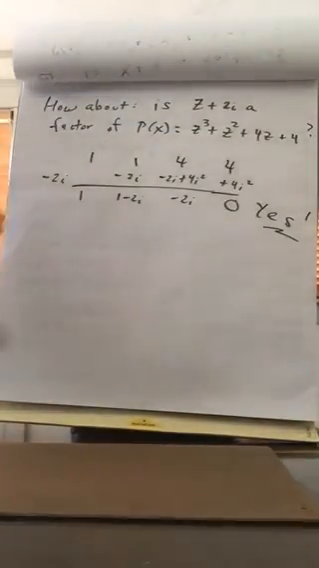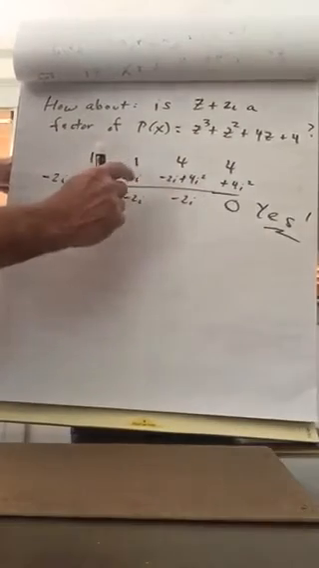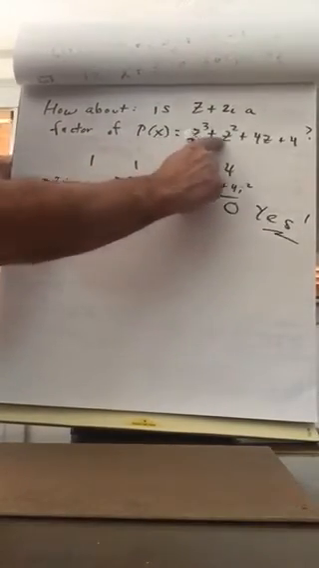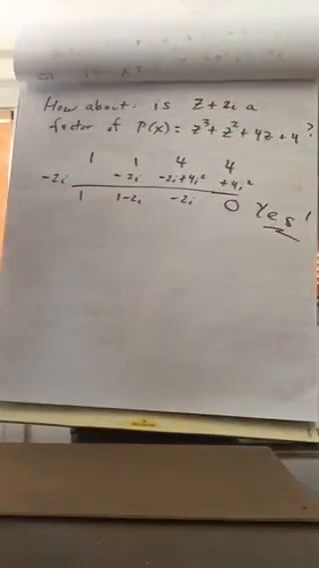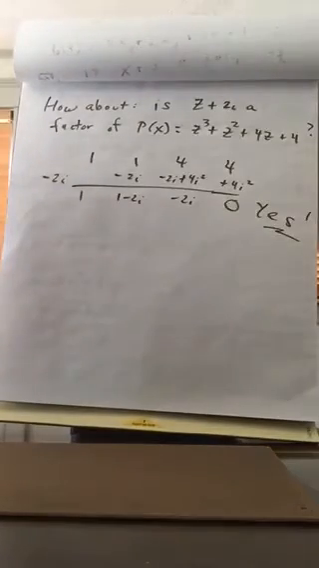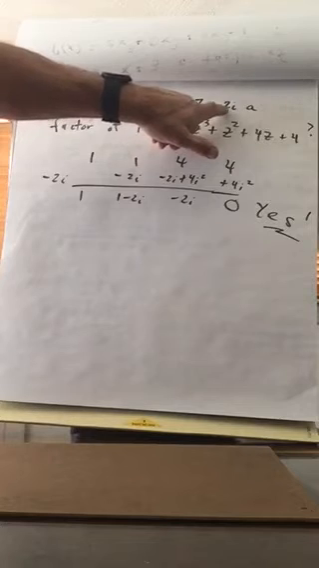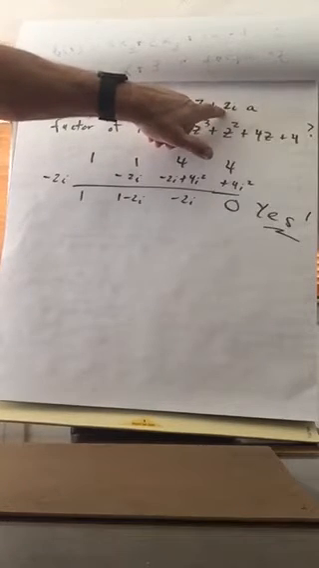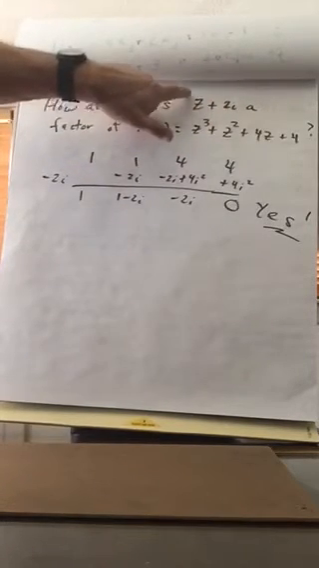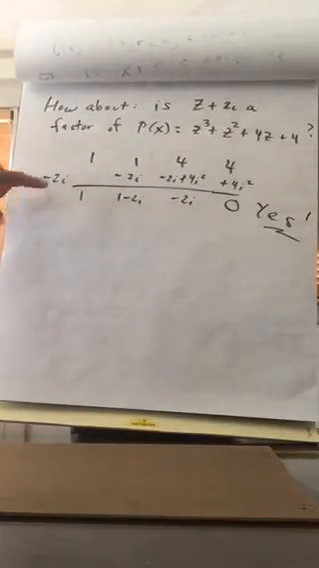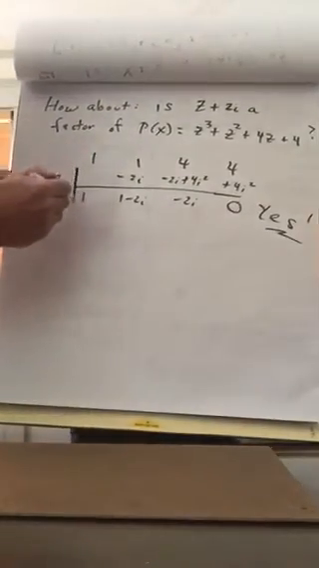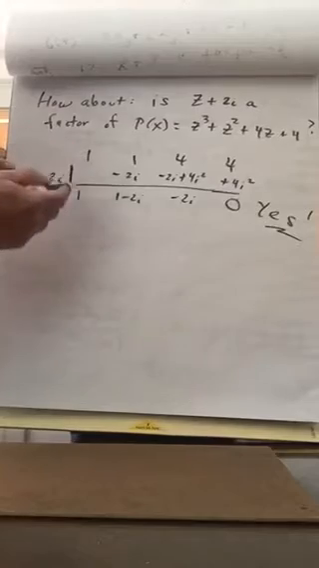All right, how about this one? Is z plus 2i a factor of this? The z plus 2i is a little different, but do what you know. If z plus 2i is a possible factor, we use the opposite: negative 2i divided by coefficient 1. So negative 2i goes in the little box. And then bring down 1.